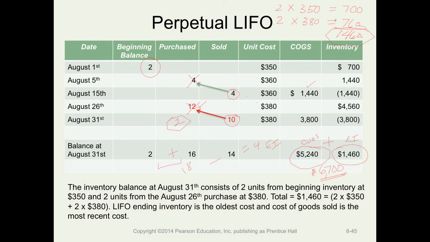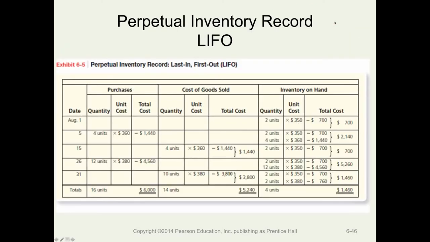So ending inventory is going to be $1,460. Now a formal perpetual record is here, and it's going to show you exactly the same thing. Again, you've got 6,000 units purchased. You started the period with 7. So the total available is 67. And out of that 67, we allocated 5,240 to COGS and 1,460 to the ending inventory.